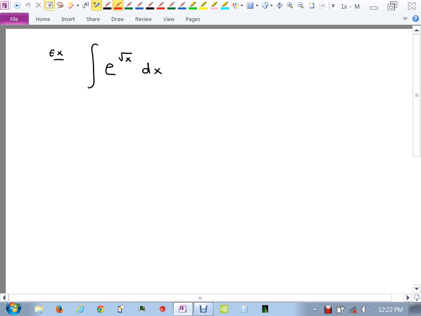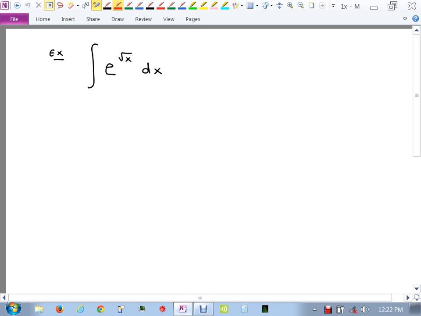So what are you going to think first? Substitution. Do you see anything in its derivative? Square root of x? Maybe? What's the derivative of the square root of x? 1 over 2 root x. Do you see 1 over 2 root x anywhere? Do you see a root x in the denominator? No.